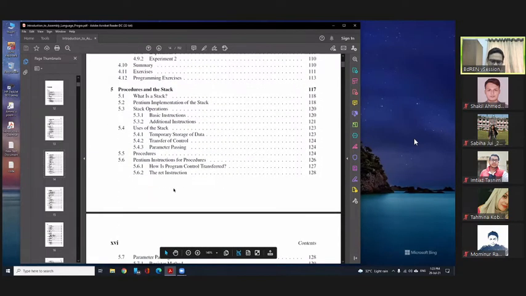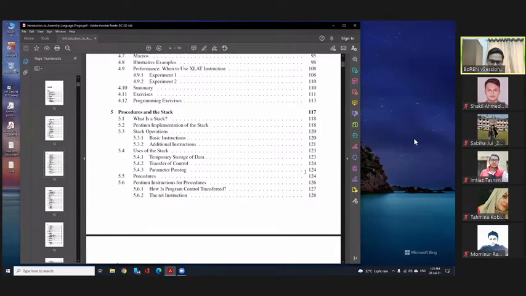After that, chapter number 5, we're going to discuss very briefly. As you can see, it is less than 10 pages, 6-7 pages only, this whole chapter. So it covers the very basics about the procedures and the stack operation for the assembly language. Because we already know the stack operation in the high-level language, now it is in the assembly language, right?